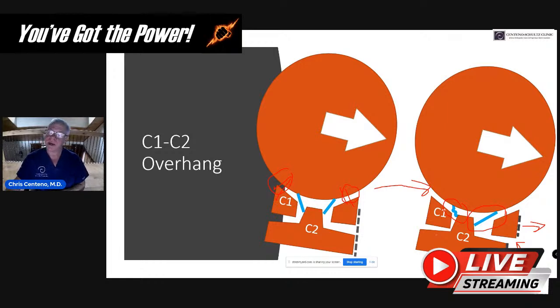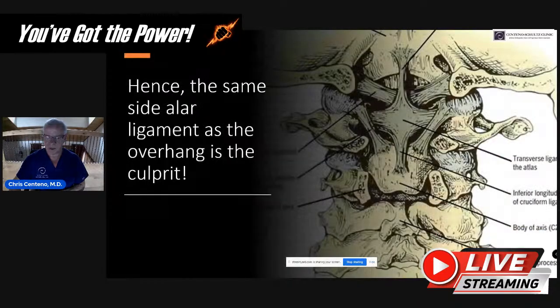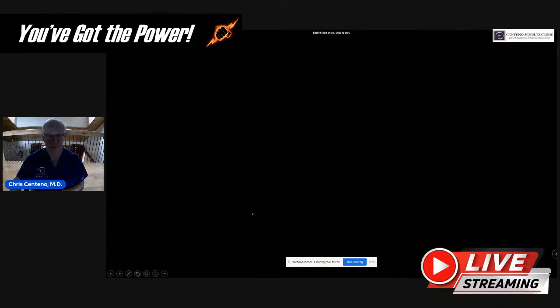Now, there could be caveats to this, like if C1 isn't moving with the skull, which is more rare to see. But for the most part, it's the alar ligament on the same side as the overhang that's responsible for that overhang. So again, the same side alar ligament as the overhang is the culprit, and that answers our question.